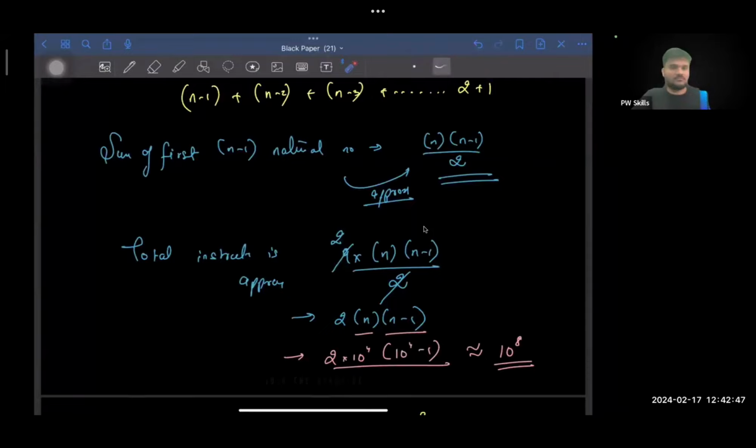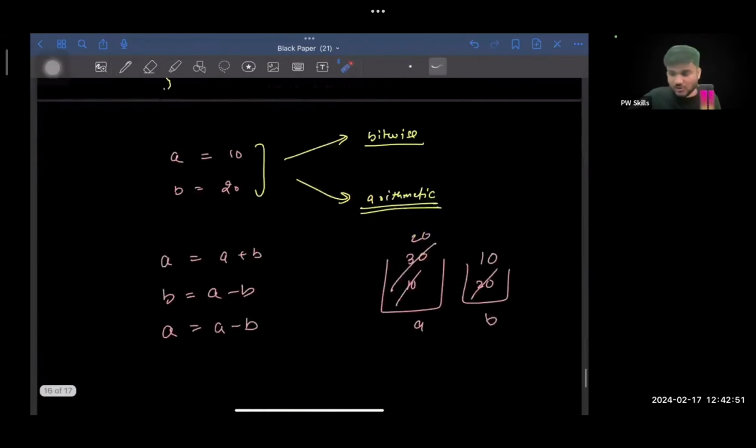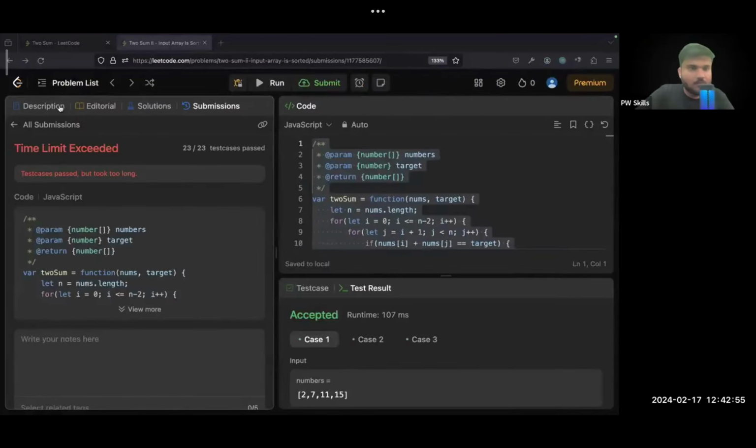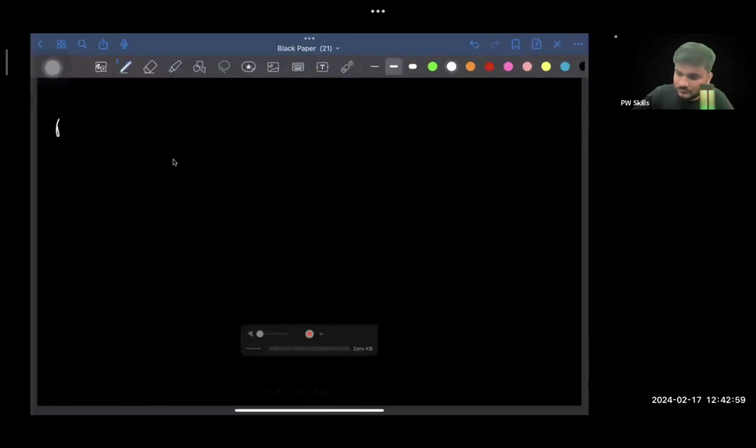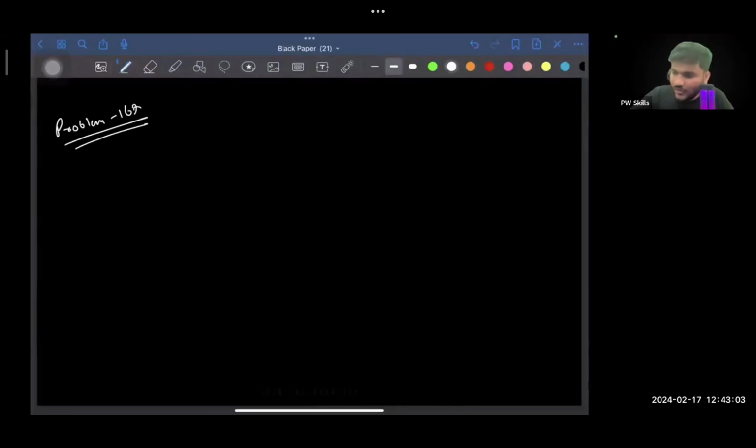This is where, again, what do we have to do? We have to think about an optimization. Can we optimize our solution a bit? So we are solving problem number 167. Now we have to think about some optimal solution. Can we optimize? This is what we have to think about.